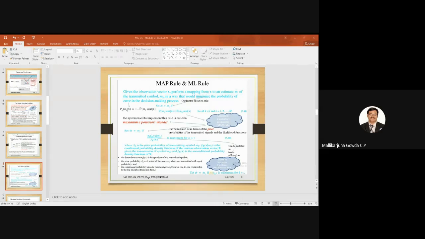Then how do I define the average probability of error? PE is equal to 1 minus PC, where PC is the average probability of correct decision. So what is the statement here? I need to minimize this, right? This is the LHS and this is the RHS. How do I minimize this? We need to minimize the probability of error in the decision making process, right? So when can I say this is minimum?